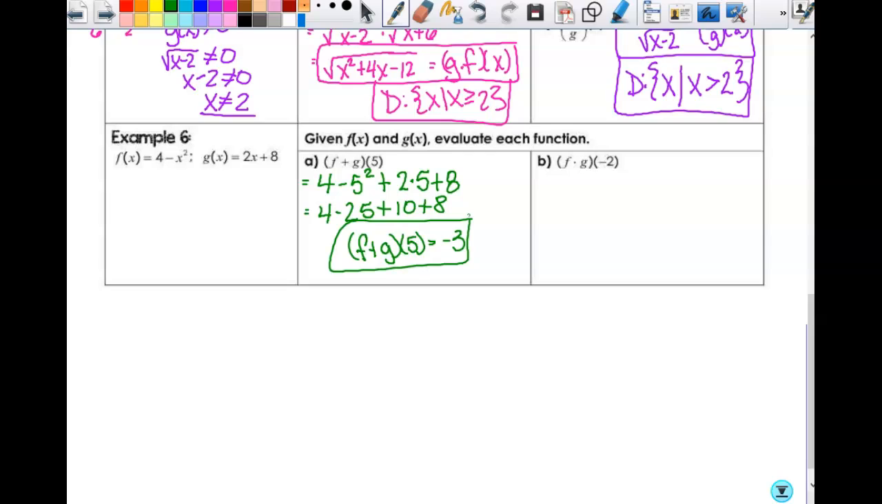See if you can work out b while I hand out the homework, and then I'll talk with you. No, it's not asking you for the domain or anything. You're just evaluating the function.